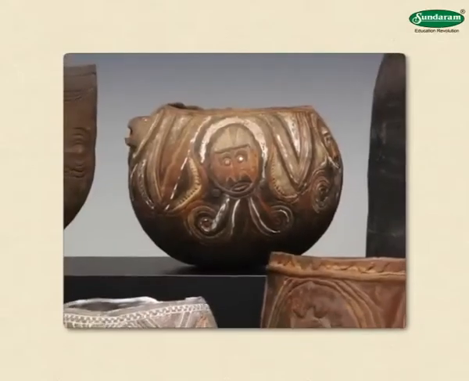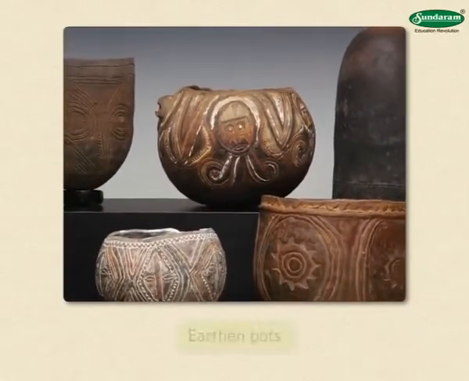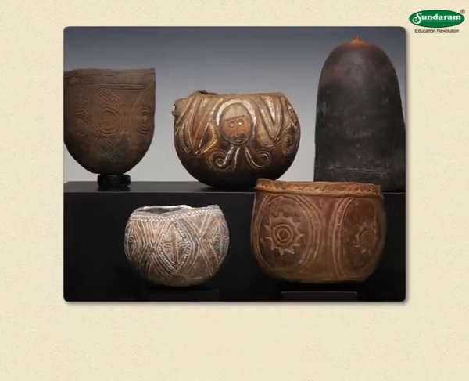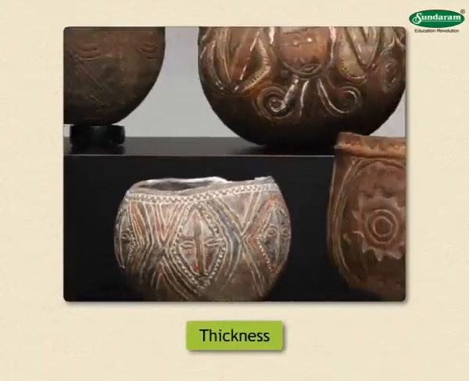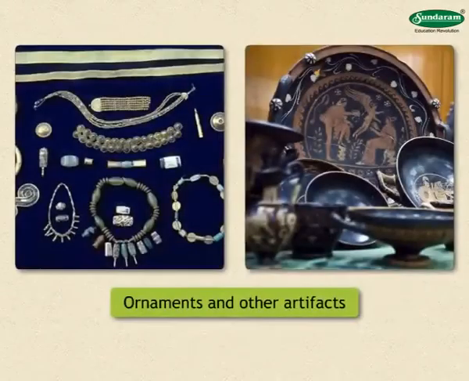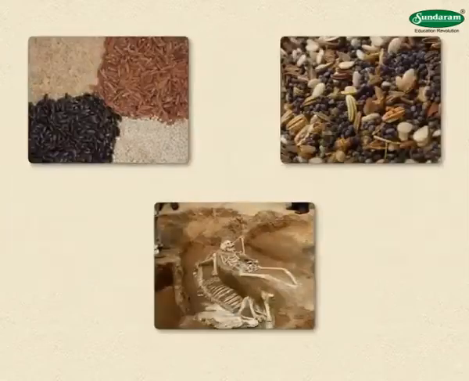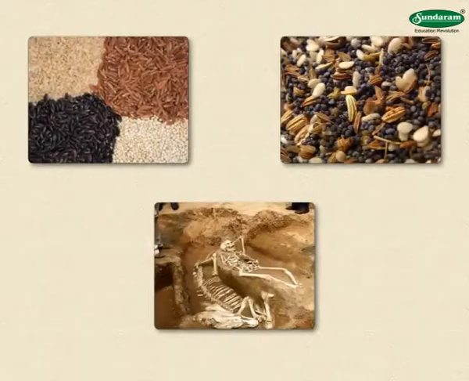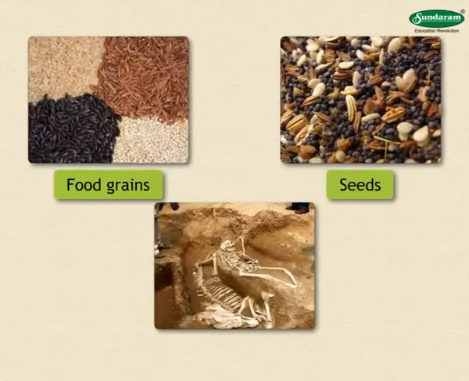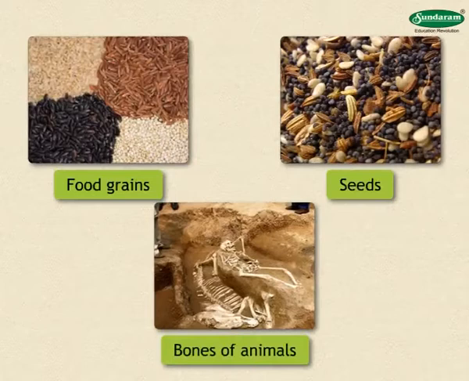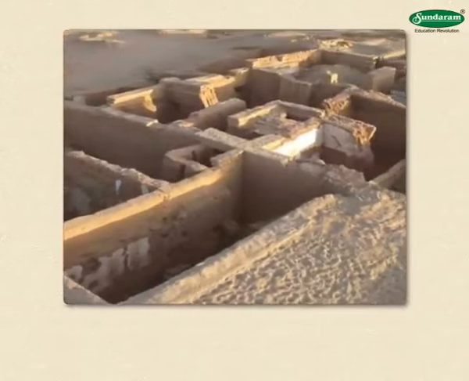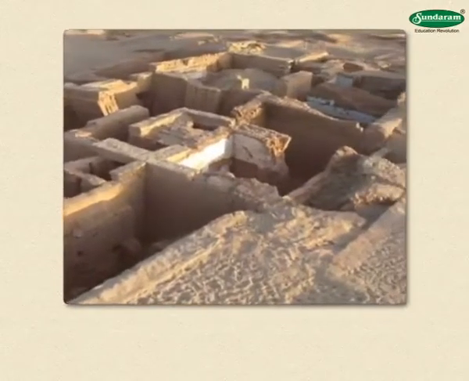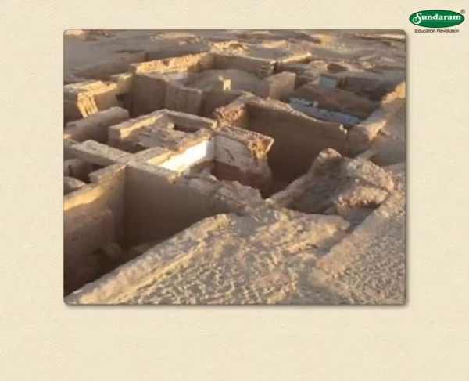We can guess the period to which ancient artifacts like earthen pots belong by studying the shapes, colors, designs, and thickness of their pieces. The ornaments and other artifacts throw light on social interrelationships. We learn about people's diet from the remains of food grains, seeds, and bones of animals found in the excavations. The remains of houses and buildings built by man during different historical periods are found in excavations.